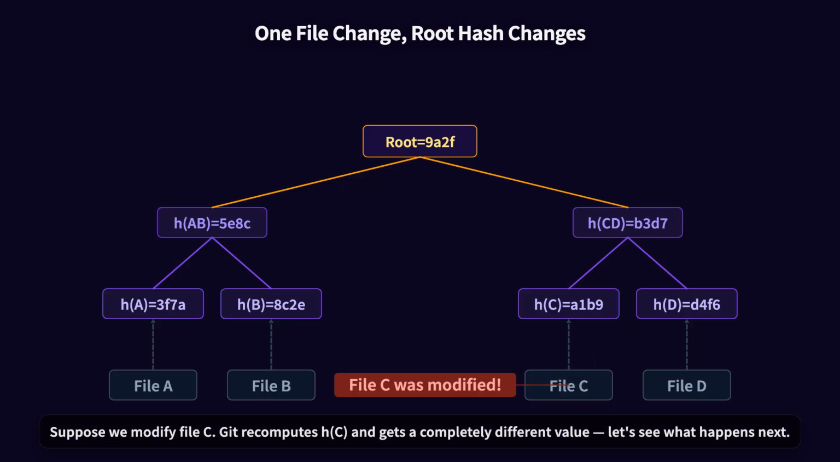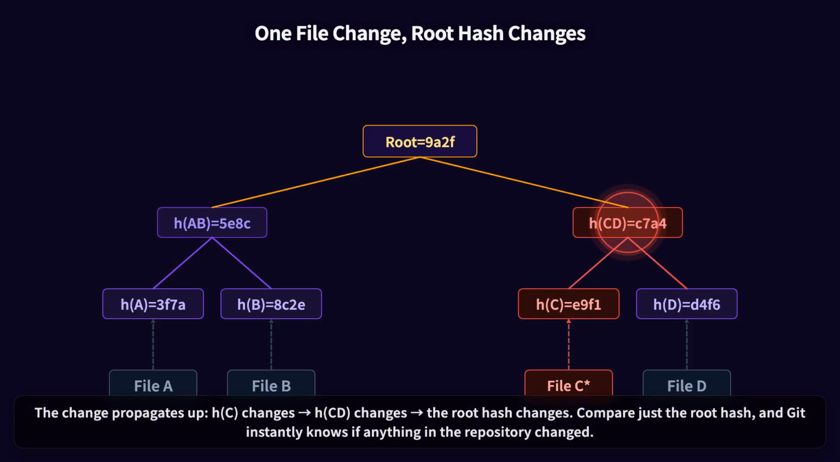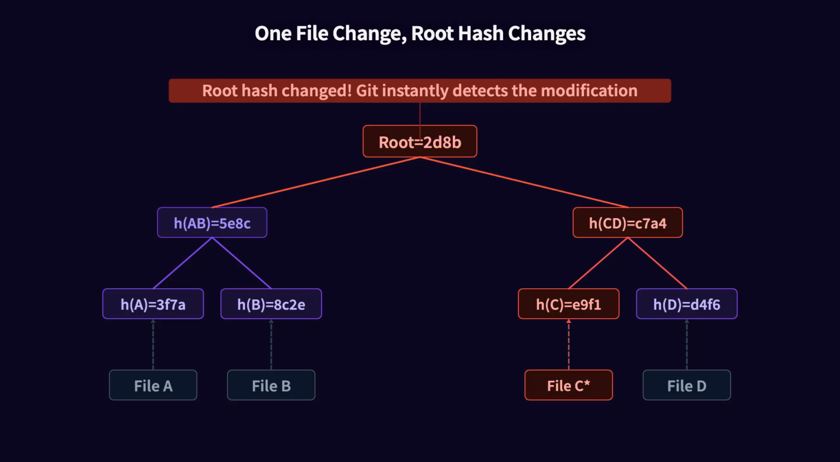Suppose we modify file C. Git recomputes HC and gets a completely different value. Let's see what happens next. The change propagates up. HC changes, HCD changes, the root hash changes. Compare just the root hash, and Git instantly knows if anything in the repository changed.